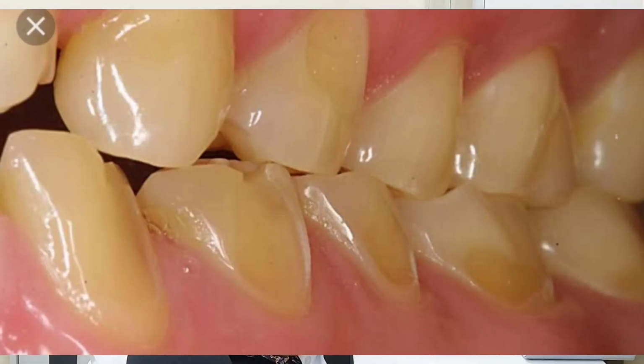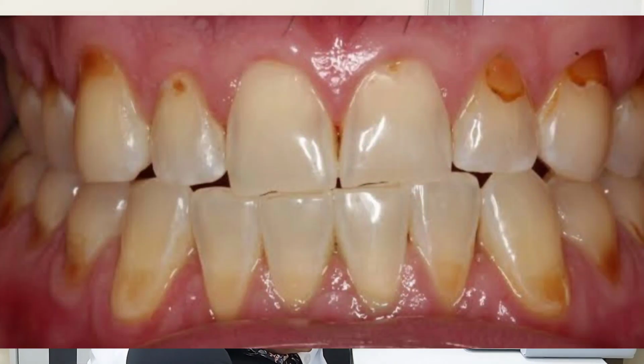Alcohol has high acidic content. Acidic drinks will cause tooth erosion. And consumption of alcohol most of the time will cause vomiting as well as acid reflux, which will cause tooth erosion as well as sensitivity and tooth decay.